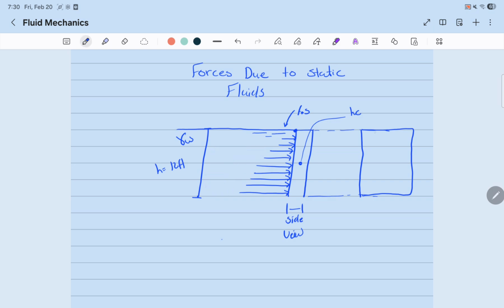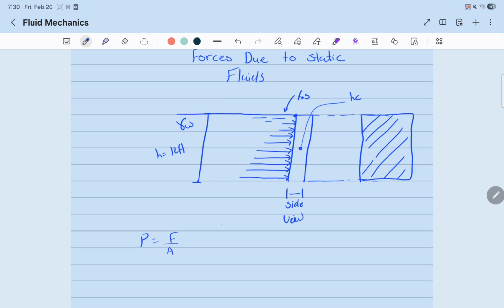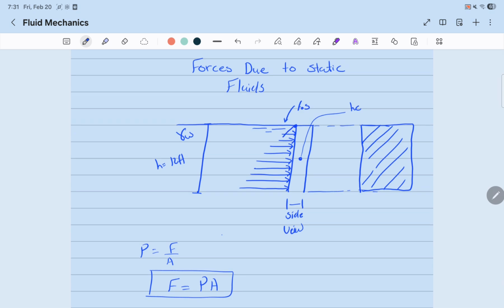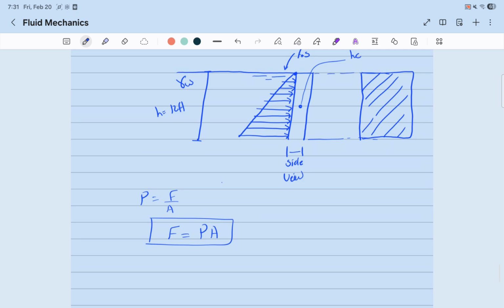This is the area where the fluid is in contact with the wall and it's pushing the wall. Now we know that pressure equals force over area. Therefore, force equals pressure times area. Okay, now this pressure here acts as a force on the wall trying to move it forward. So unless the wall is very strong, it cannot withstand that force.